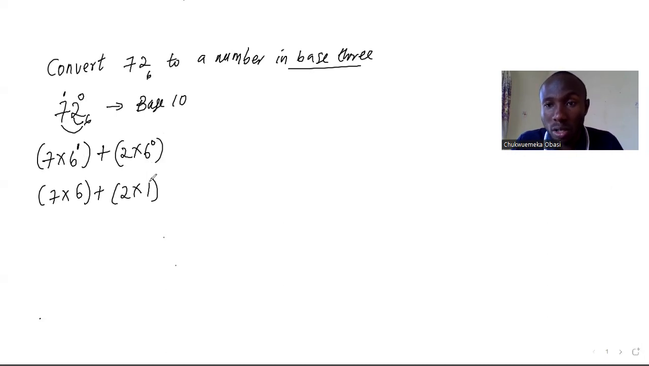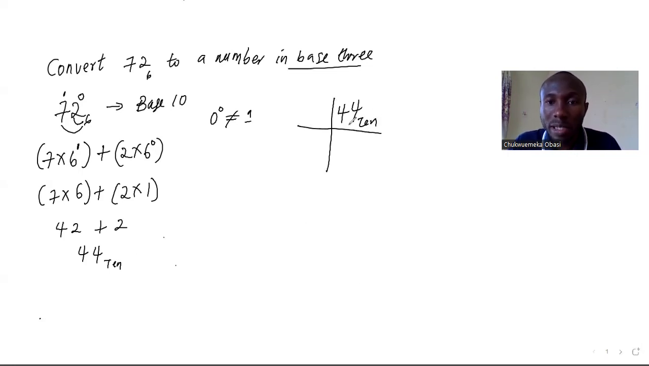Any number to the power 0 is 1, except 0 to the power 0. 0 to the power 0 is not 1. It is undefined. So let us go ahead and simplify. 7 times 6 is 42, and 2 times 1 is 2. Of course, we know that 42 plus 2 is 44. In base 10, we just converted this to base 10, not base 3 yet. Now we are in base 10. We have 44 base 10. We want to convert this 44 base 10 to base 3.